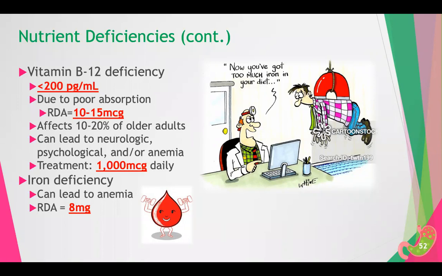And iron deficiency can lead to anemia, and the recommended daily allowance is going to be 8 milligrams per day. And normally our older individuals are iron deficient, typically due to reduced absorption if they have any gastritis that causes them not to be able to absorb iron, or if they have any genetic issues. But again, we will talk about iron in a little bit more detail when we talk about anemia.